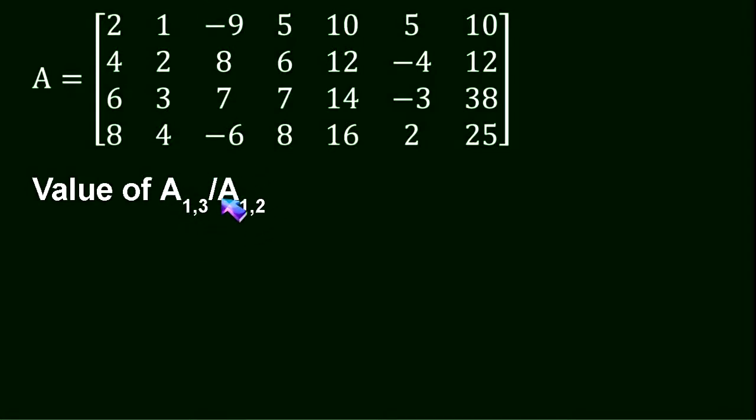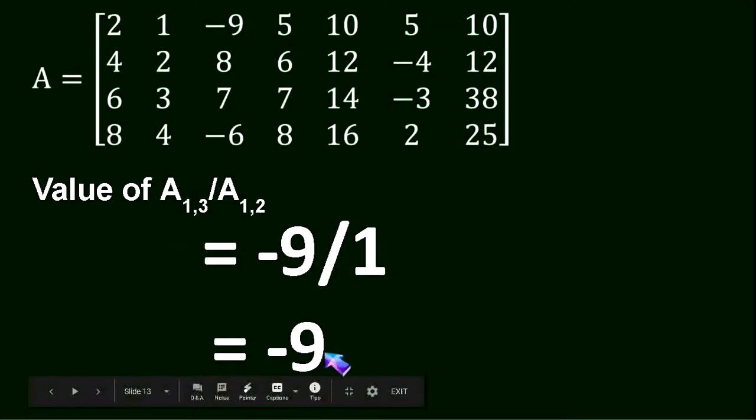What is the element of the first row, second column? The first row, second column is 1. So we can write that as negative 9 over 1. This is the value of the element in the first row of the third column, and this is the value of the element in the first row of the second column. So the value here will be equal to 9.